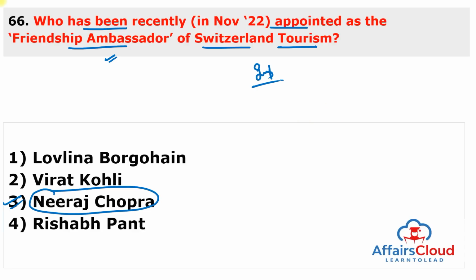So, Switzerland Tourism has appointed Indian javelin thrower, Olympic gold medalist Neeraj Chopra as its Friendship Ambassador to showcase and promote locations in Switzerland to Indian travelers. And as the Friendship Ambassador, Neeraj Chopra will share his experiences in Switzerland to promote it as the best place for hiking, bicycling, gentle and intense adventure, and of course, snow sports.